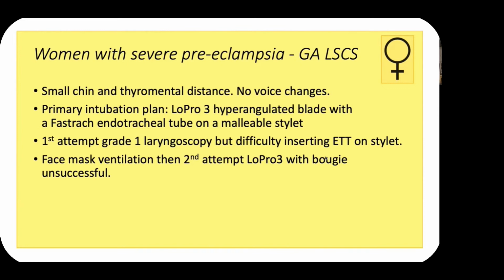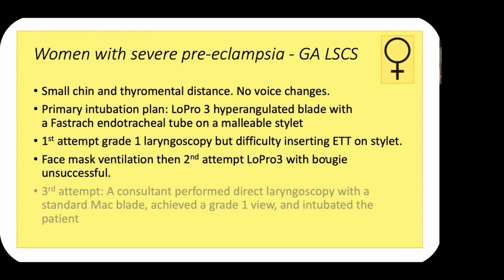On first attempt at laryngoscopy, the trainee achieved a good view of the vocal cords, but found it difficult to insert and then direct the endotracheal tube on a stylet to the laryngeal inlet. They performed face mask ventilation before having a second attempt, but this time using a bougie, which they were unable to direct between the vocal cords. The supervising consultant then used a standard Macintosh direct laryngoscope, achieved a grade 1 view, and intubated the patient successfully.